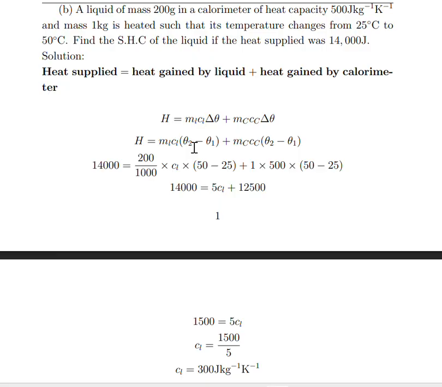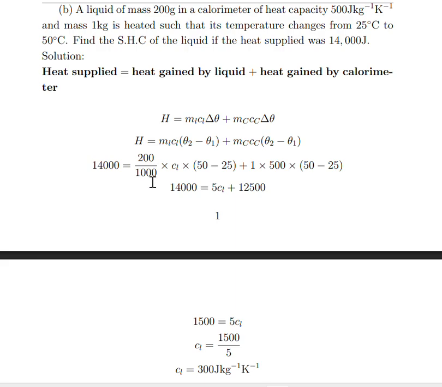We shall go ahead and substitute for the temperature differences. Remember, the calorimeter is going to be heated up to a temperature theta 2. Likewise, the liquid to theta 2. But initially they were at temperature theta 1, likewise for the calorimeter and the liquid. Then we can go ahead and substitute. The heat being supplied is 14,000. Now the mass of the liquid, they told us, is 200 grams, and therefore we need to convert the grams to kilograms by dividing by 1000.